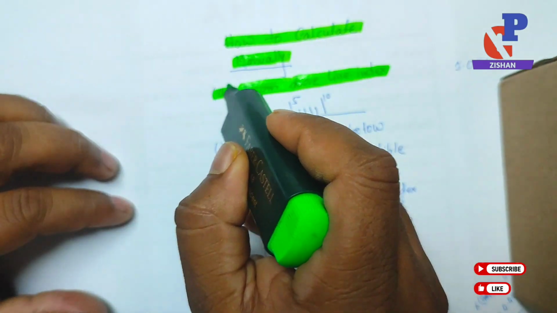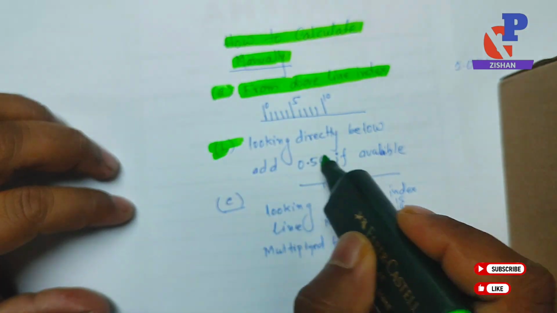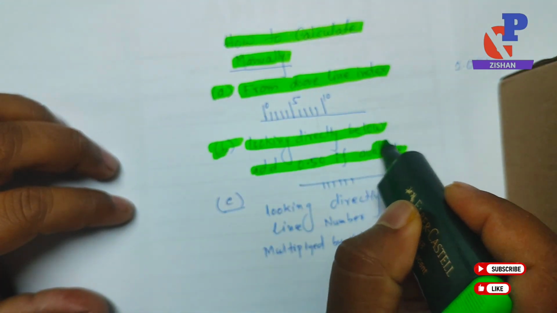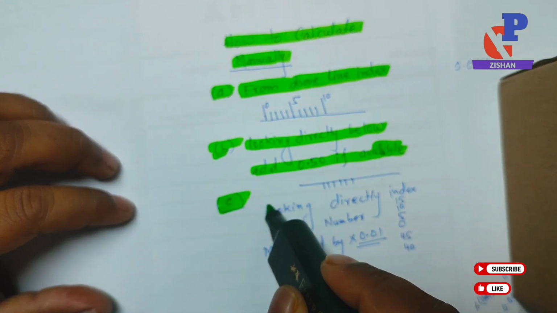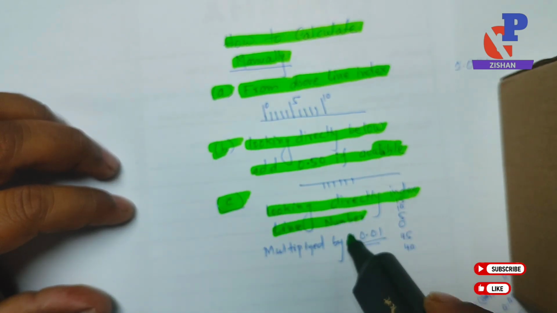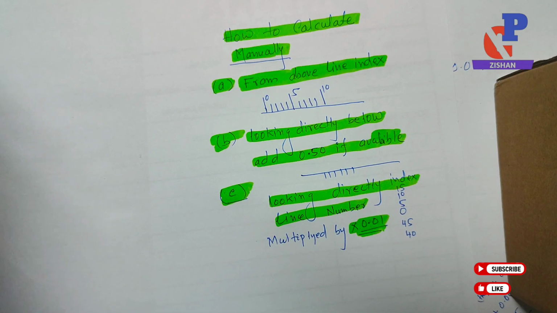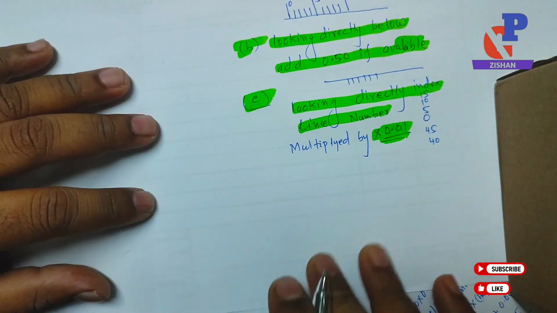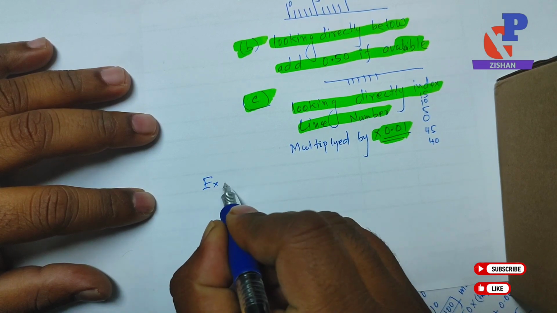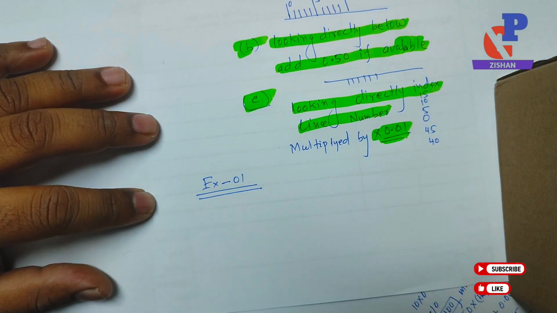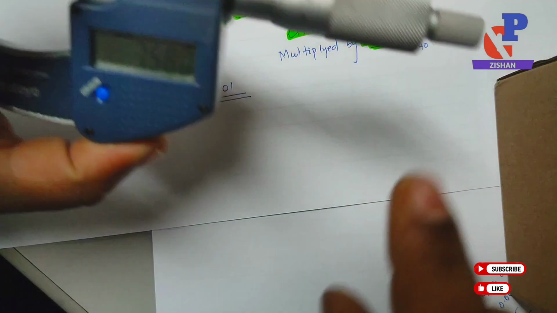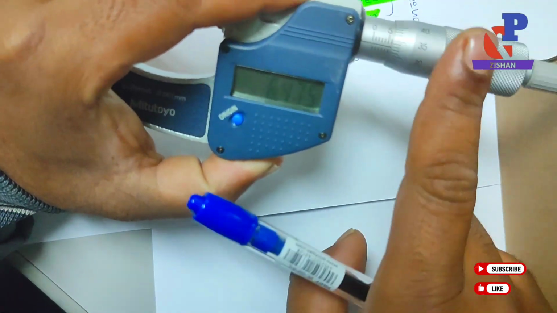There are three points for the manual calculation of the digital micrometer. We have to check the data from the above index line, then look directly below the index line and add 0.50, and third, we check the index line number and multiply that number by 0.01. Okay, now we have one example.